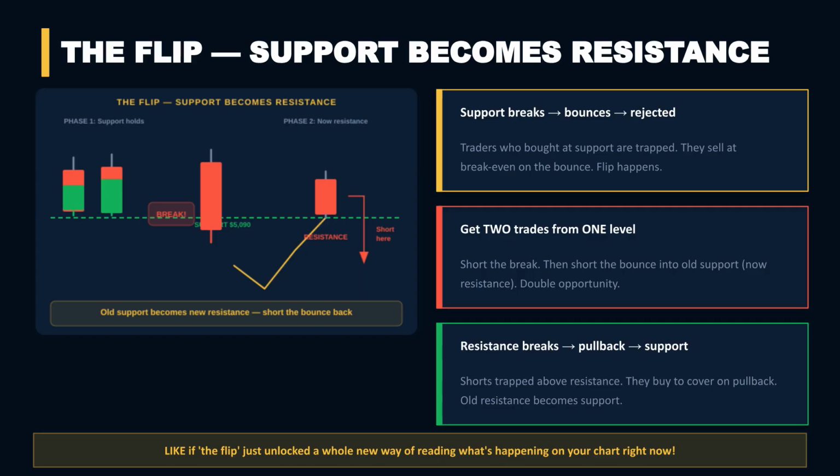This is extremely tradable. We wait for the break of support. We short. Then we wait for the bounce into the old support level. We see it acting as resistance. We short the resistance. I trade this constantly in my room. We identify the flip. We structure our position sizes based on it.